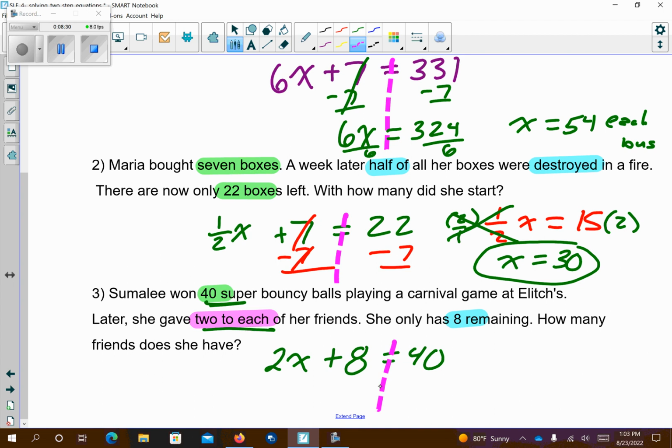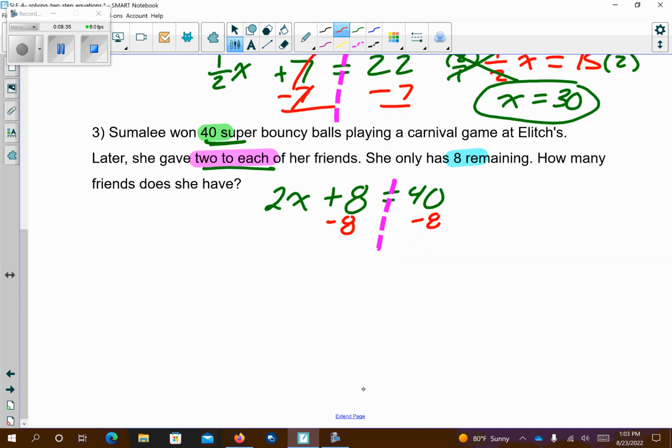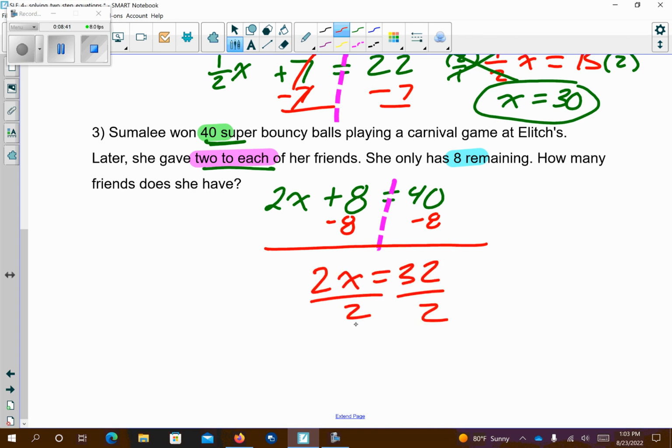We go ahead and solve this. I'm going to subtract 8 from each side. Those cancel, so I get 2x is equal to 32. Divide each side by 2. Those cancel, x equals 16. Looks like she has 16 friends that she was at the carnival with.